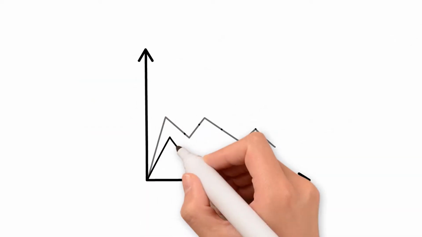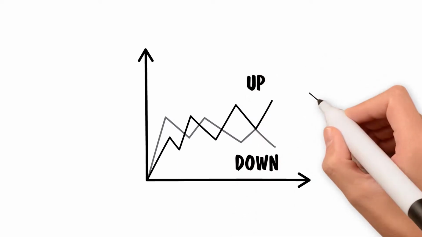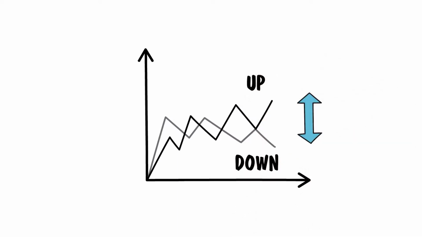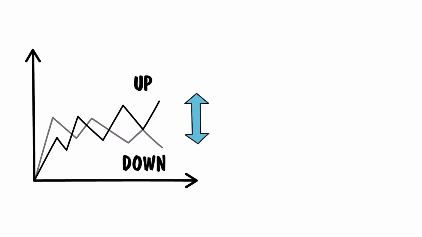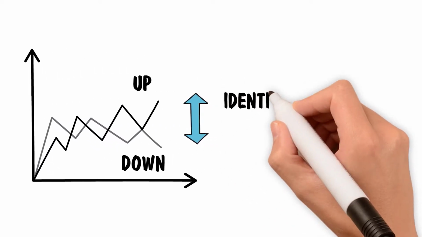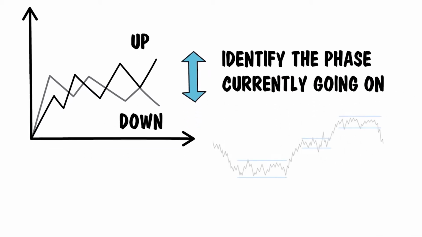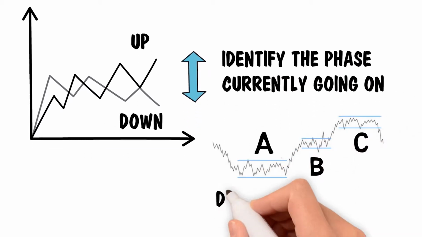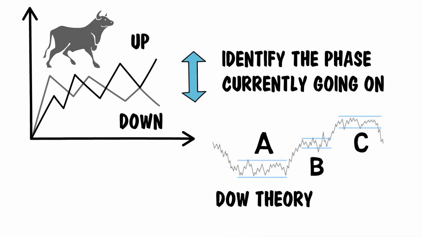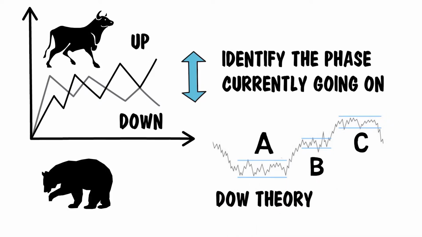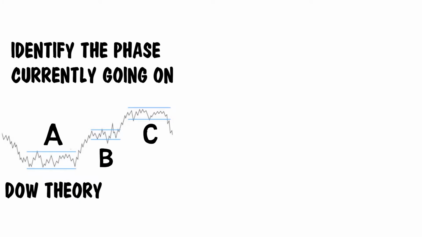The price changes in accordance with the trend, and this is an essential premise of technical analysis. When looking at the chart, the first and most important detail to identify is the phase currently going on. 3 market phases and the trend cycle concepts within the Dow theory can help traders understand how bull and bear markets are created. A. The accumulation phase.